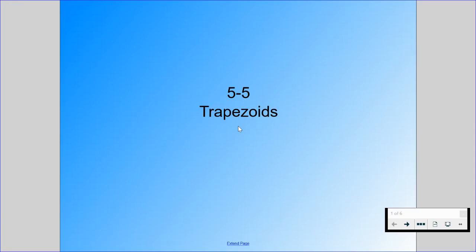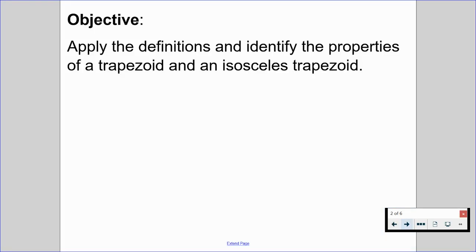Alright, and welcome back. In this video, we are going to be going through Chapter 5, Section 5, titled Trapezoids. By the end of this video, we should be able to apply the definitions and identify the properties of a trapezoid and an isosceles trapezoid. So without further ado, let's get out those guided notes.